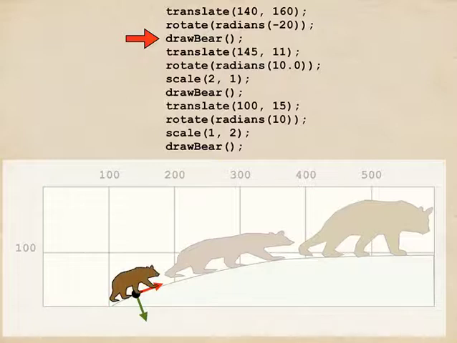So now we've completed our first bear. Let's move on to bear number 2, and we'll have a chance to see some scaling. So first things first, we need to translate.